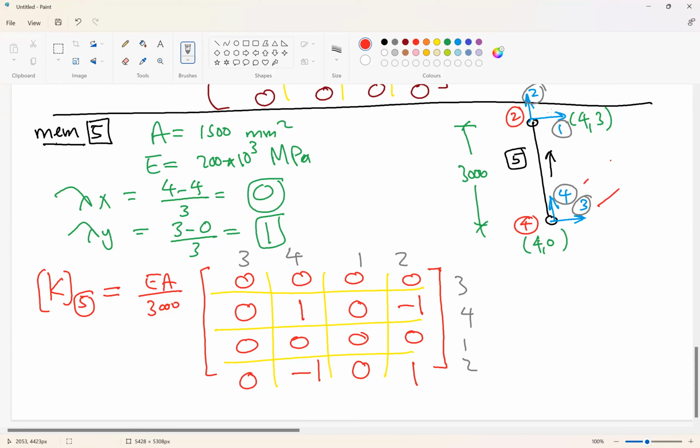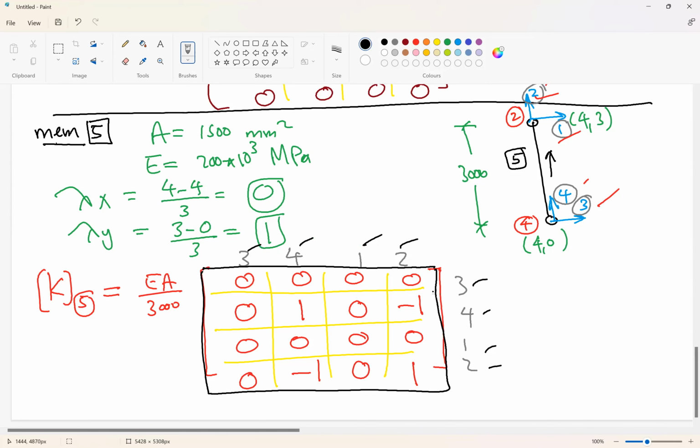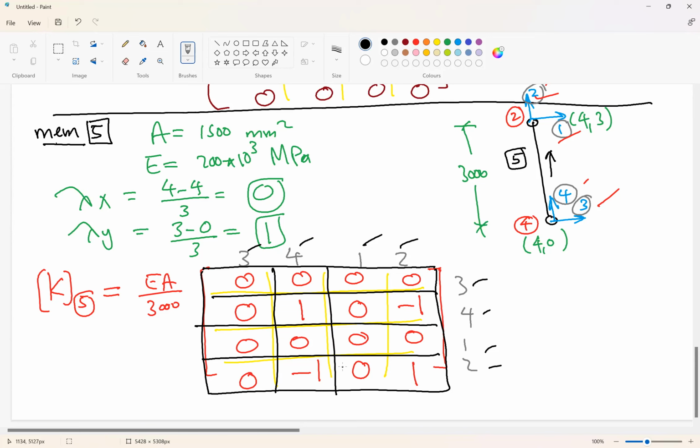Because 1, 2, 3, 4 are all unknowns, this whole stiffness matrix is needed to calculate our unknowns, because this member contains the 4 unknown degrees of freedom, 1, 2, 3, and 4. Okay, so now we have constructed the stiffness matrices for the 5 elements, the 5 members.